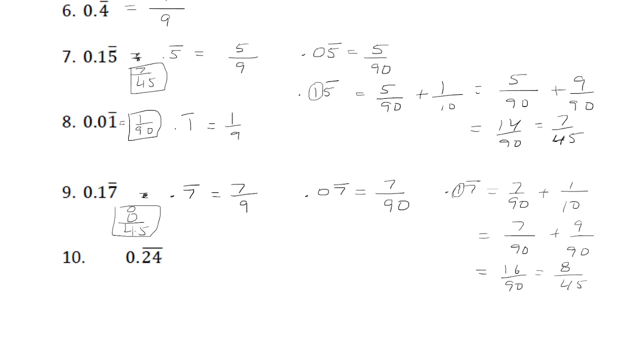Last one, because there's two digits repeating, those are going to go at the top, and we need 2 digits at the bottom, which will be 2 nines.